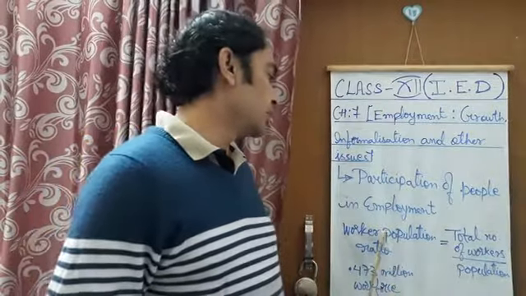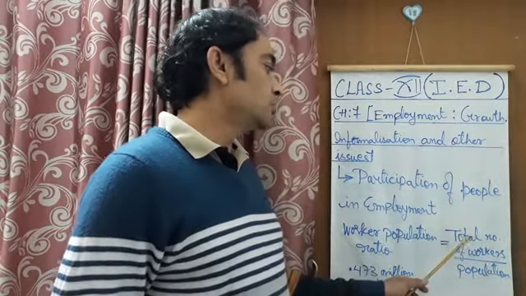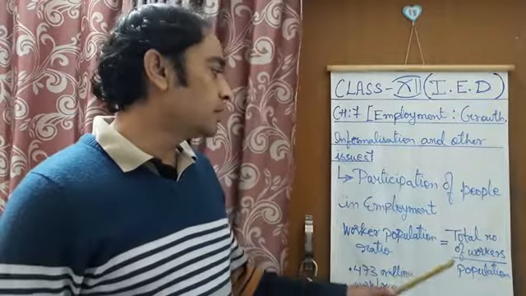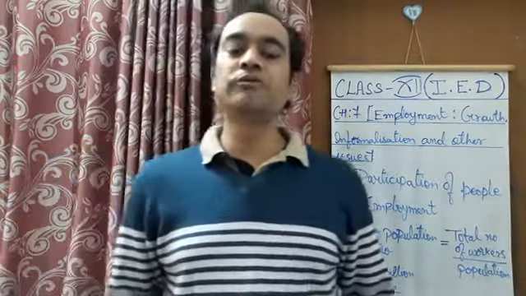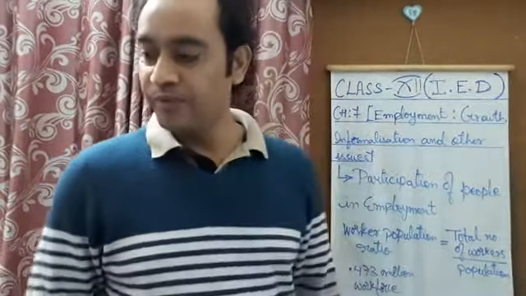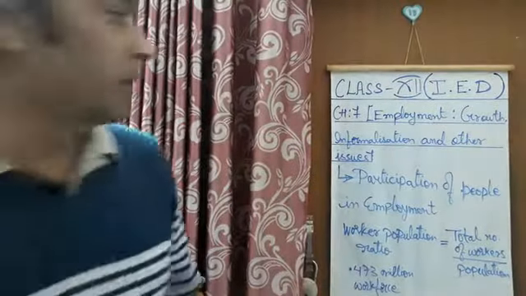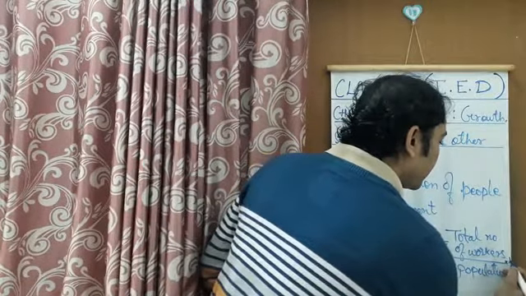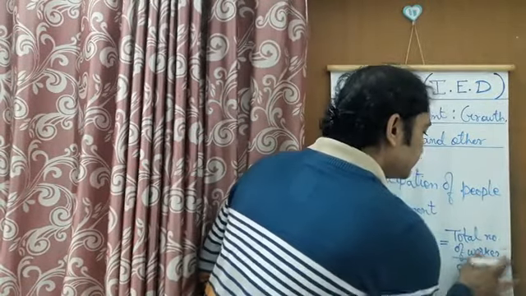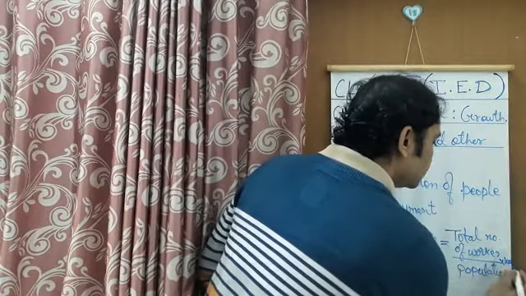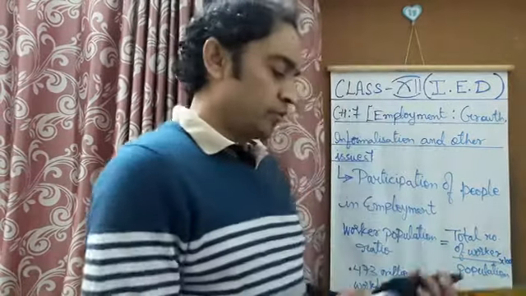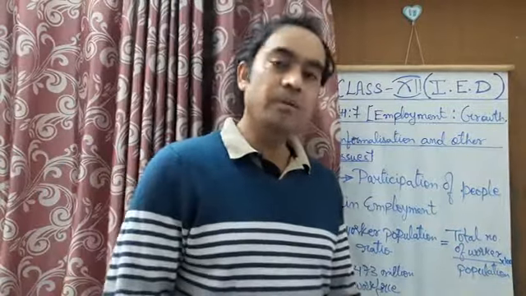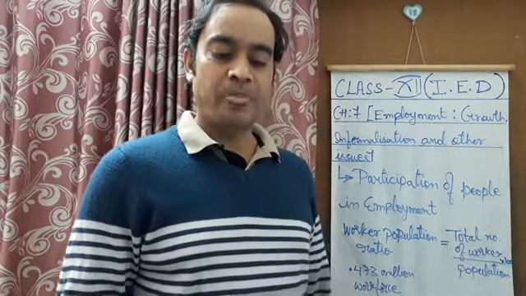You can see here, worker population ratio is equal to total number of workers divided by population. If we divide the total number of workers by the population, we will get, and one more thing is there, that is to be multiplied by 100. This should be multiplied by 100. I'll write it here. So when we multiply it by 100, we will get the ratio in percentage.